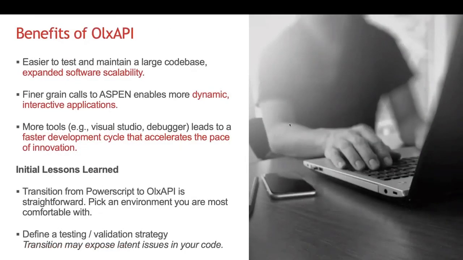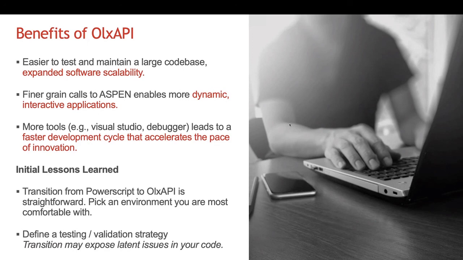So what are the benefits of OlxAPI? Being able to move and invoke OlxAPI from a more modern programming language allows you to scale up to a much larger code base and maintain it. We've chosen to use C++, but as Tana said, you can use C#, you can use Python. It's a much more flexible environment. It allows us to make finer grained calls into ASPEN for more dynamic simulations, and it allows you to use debuggers and other tools that really allow you to increase the pace of innovation.